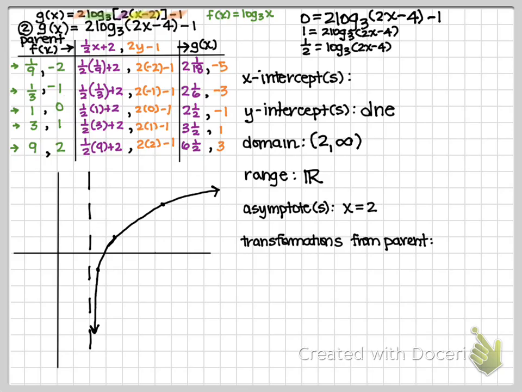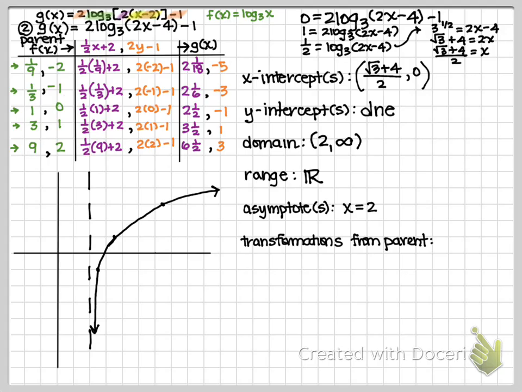Let's rewrite this. So this is going to give me 3 to the half power is equal to 2x minus 4. That's the square root of 3. Square root of 3, I'm going to add the 4, and then I'm going to divide by 2. So this is going to be root 3 plus 4 over 2 is equal to x. Let's write it as a point: root 3 plus 4, make sure the divide by 2 is the whole thing, comma 0. And then transformations from the parent.